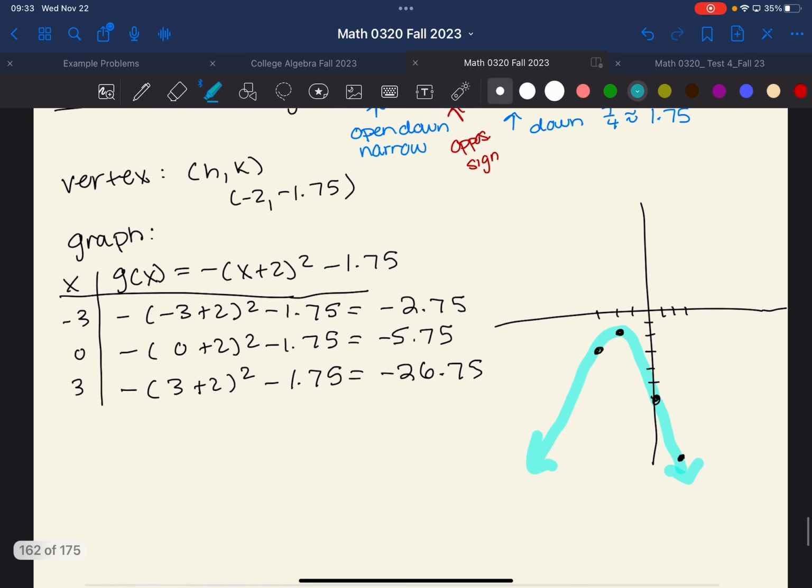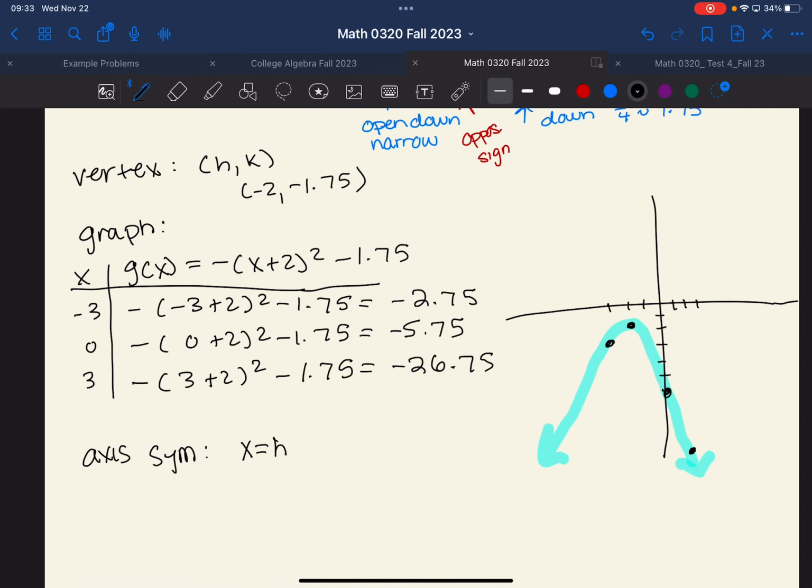Okay. And then from my graph, I'm able to find my axis of symmetry. And my axis of symmetry is always going to be x equals what? Not k, h. Always x equals h. And what is h? Negative 2. It's always that first number in our vertex. So if I look at h, x equals negative 2, that's right here. Okay? Remember, this tells us where our parabola is divided evenly in half.